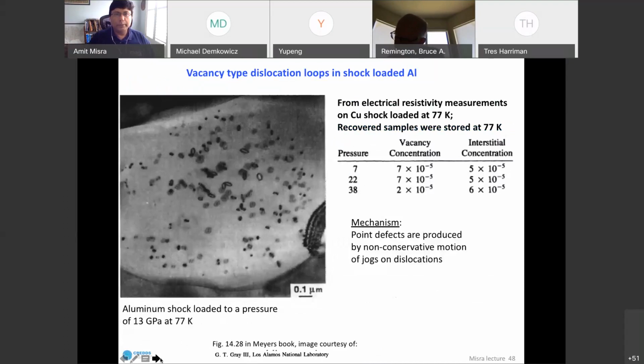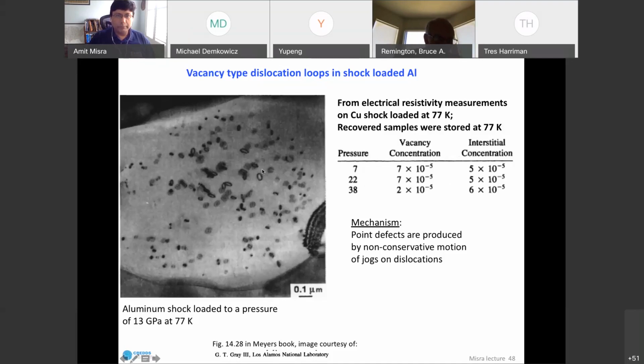There is also, the final thing I'll show, is that you can produce point defects also. This is aluminum shock loaded to a pressure of 13 GPa at liquid nitrogen temperature. The mechanism proposed is the non-conservative motion of jogs and dislocations that might produce point defects that can be measured. Vacancy concentrations have been measured by electrical resistivity. The samples were shocked at liquid nitrogen temperature, recovered and stored at liquid nitrogen temperature. And so those have been measured.